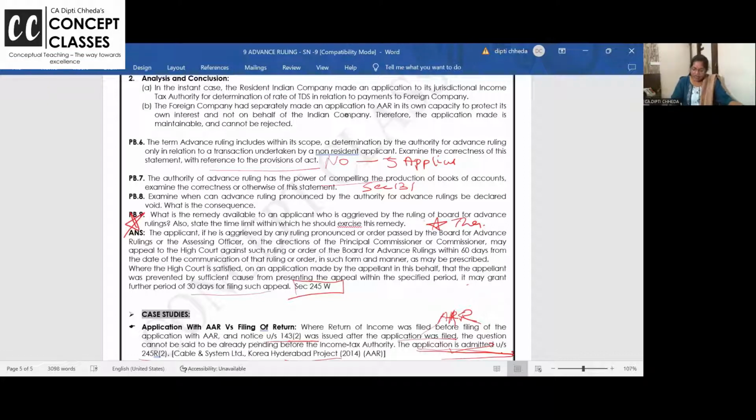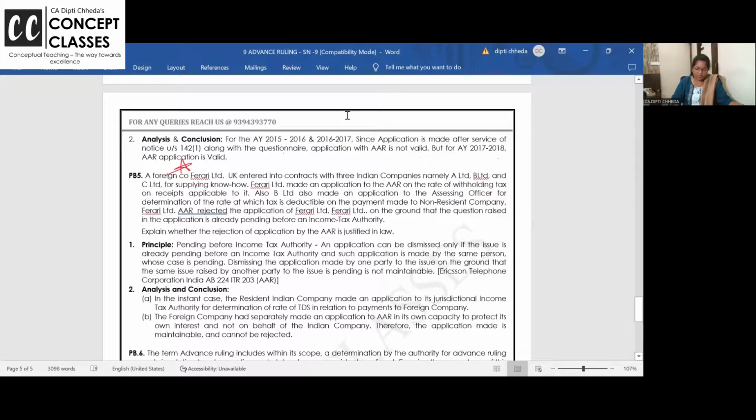Examine when an advance ruling pronounced will be declared void. When you have obtained it by misrepresenting the facts. And what is the consequence? As if you had never gone for advance ruling, all the other routine proceedings will start. And now the last one, this one, they ask this often too. Can both the parties apply? This is very nice. First, listen to this question.